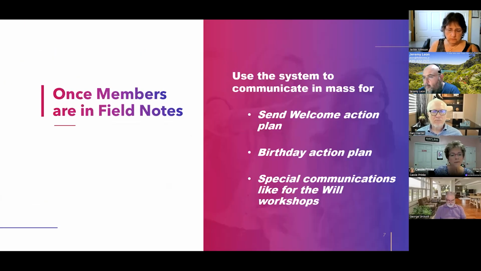Once a member's in Fieldnotes, the first thing I want to do is send them a welcome action plan. That's the action plan that we have saved in the library, and I think there's like 12 or 13 steps there. The first step is just the first email encouraging them to download the phone apps, giving them their member number. And it's probably very redundant with what they may have received from corporate.